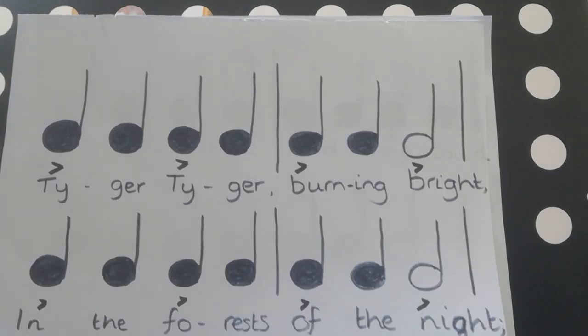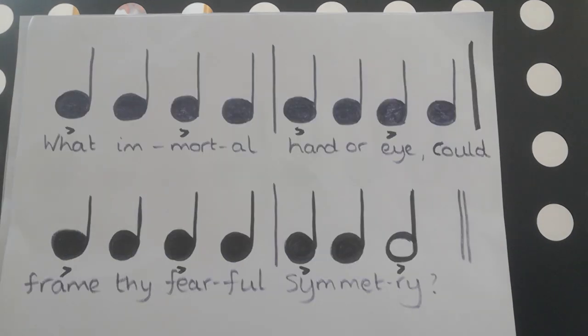Maybe you could try making a drum to beat out the rhythm. You could use some old tin cans or maybe an upside down saucepan with a spoon. I've got a drum here, so let's see what it might sound like. Here we go. Tyger, Tyger, burning bright in the forest of the night. What immortal hand or eye could frame thy fearful symmetry?